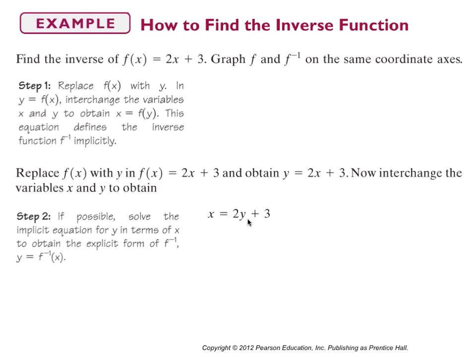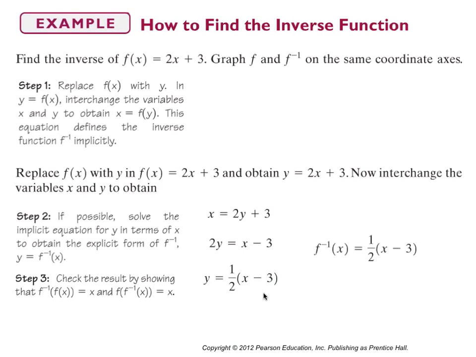Step 2 is to go ahead and solve the implicit equation for y in terms of x. So we just want to isolate our y. Okay, so we want to get y by itself. To do that, we subtract 3 from both sides, and we rewrite it so that we have our 2y on the left-hand side, which is a little nicer. So we have 2y equals x minus 3. And then divide everything by 2. So you're just left with y equals 1/2 times x minus 3, or x minus 3 over 2, that would be the same thing. So that is your inverse function.